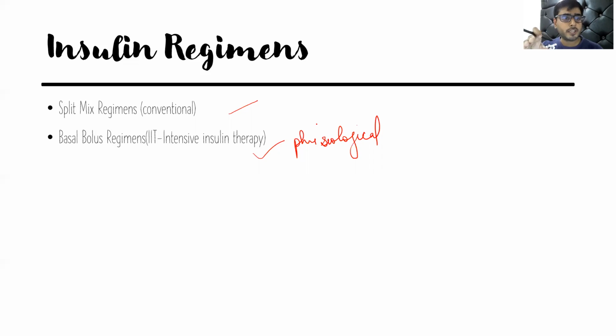And what we are doing in the basal bolus regime, which is more physiological, is giving two types of injection. One is basal and one is bolus. What is basal? One insulin is present 24/7 in our body, which maintains the basal levels in our body. And bolus is for each meal: we give another insulin that takes care of that particular meal. So that is the basal bolus regime.